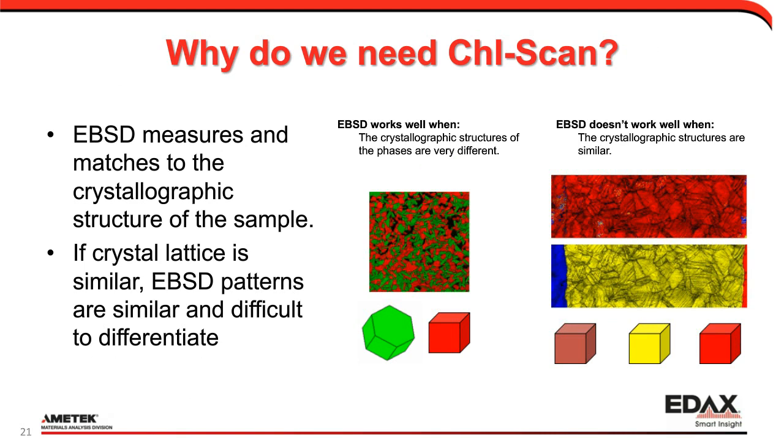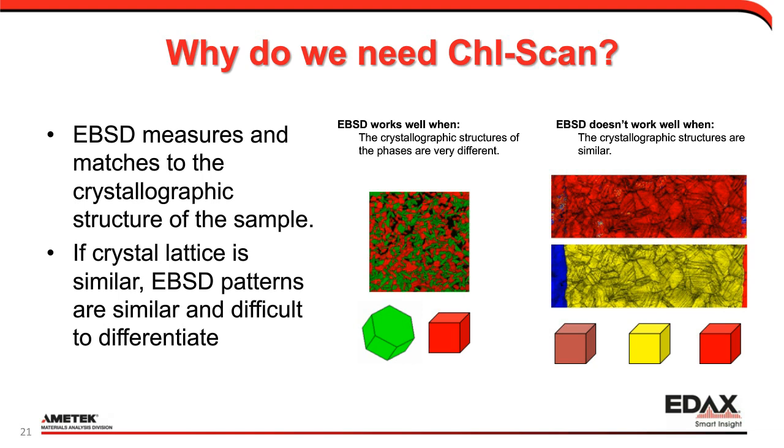But before we get to that point, we'll just kind of review why we need Kaiscan. And so it's important to remember that EBSD matches to the crystallographic structure. So if the crystal lattices are similar, the EBSD patterns are going to look similar, and it's going to be difficult for EBSD to distinguish. So if the crystal structures are different, EBSD works very well for phase mapping. If they're similar, it has more of an issue, and then we get those noisy looking structures.